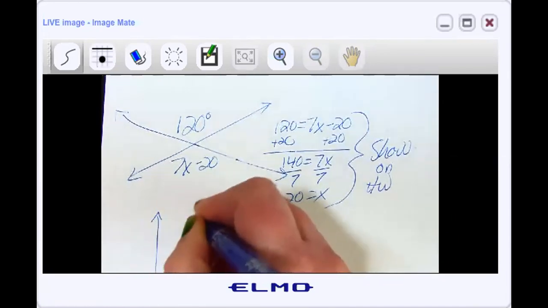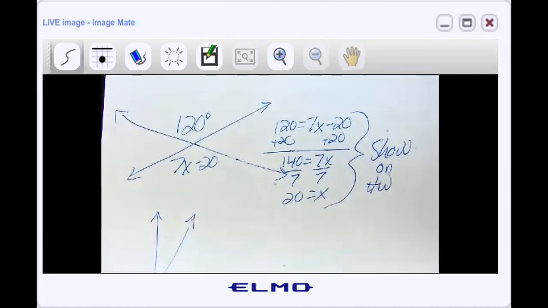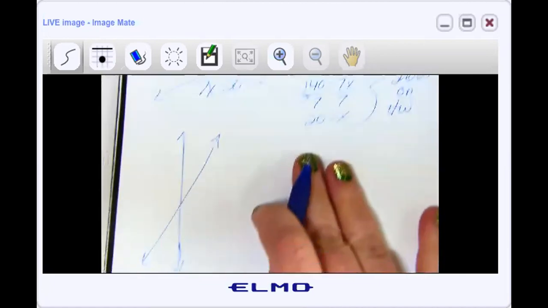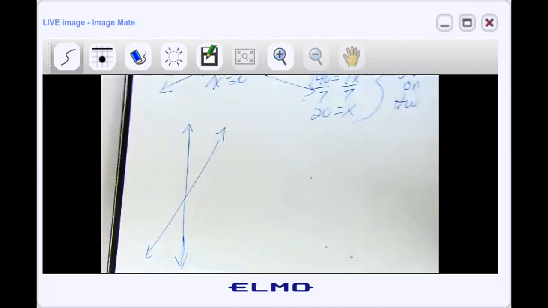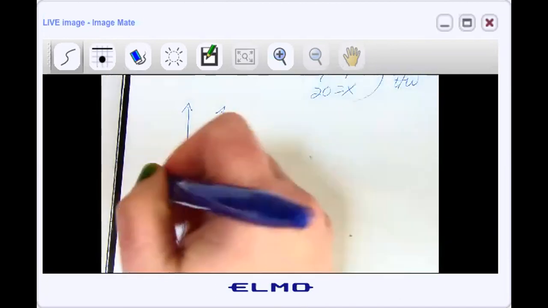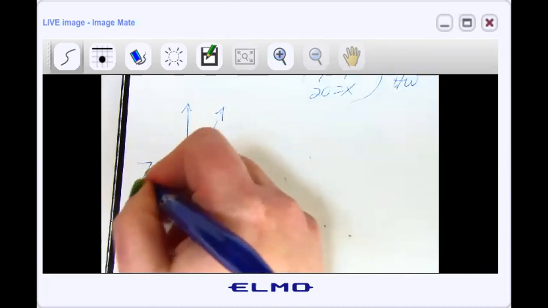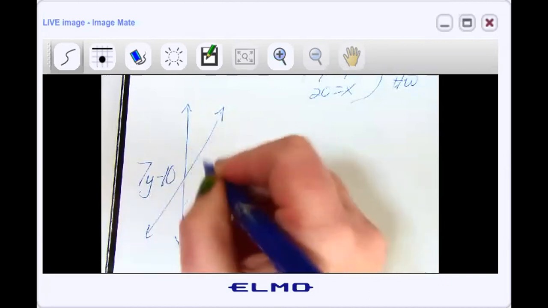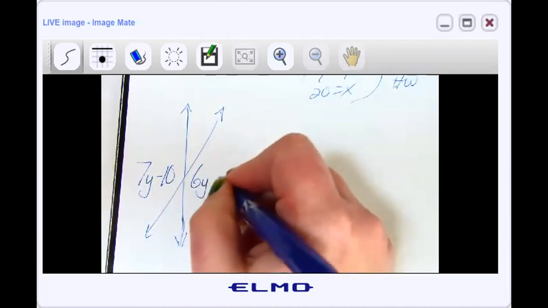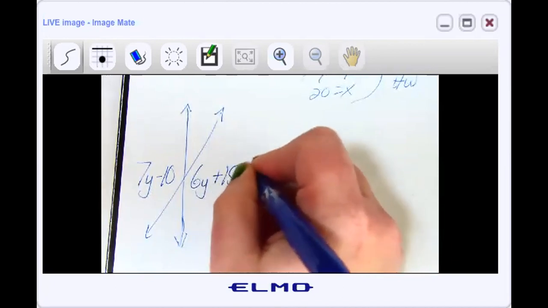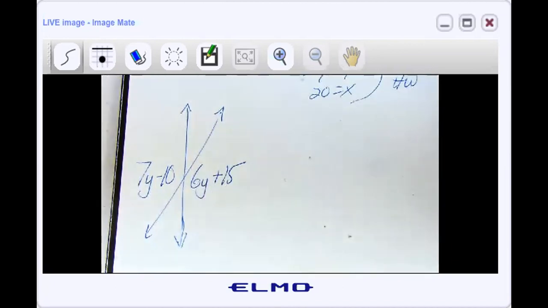Okay, let's try this. What if I did, how would I put it on the screen first? That would be helpful. Let's do 7y minus 10 and 6y plus 15. Try that.